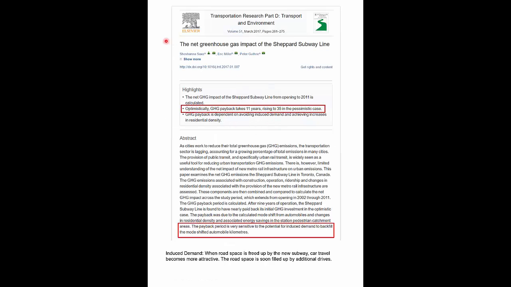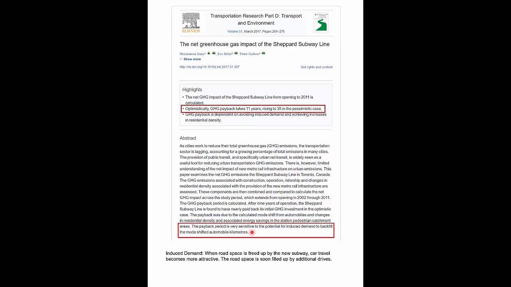That's the actual cover of the paper, net greenhouse gas emissions. And so optimistically, greenhouse gas payback takes somewhere between 11 and 35 years, depending on whether you take optimistic or pessimistic assumptions. And then there's this little thing down here. It says, payback period is very sensitive to the potential for induced demand to backfill the mode-shifted automobile kilometers. Oh, don't you love how academics talk in gobbledygook?